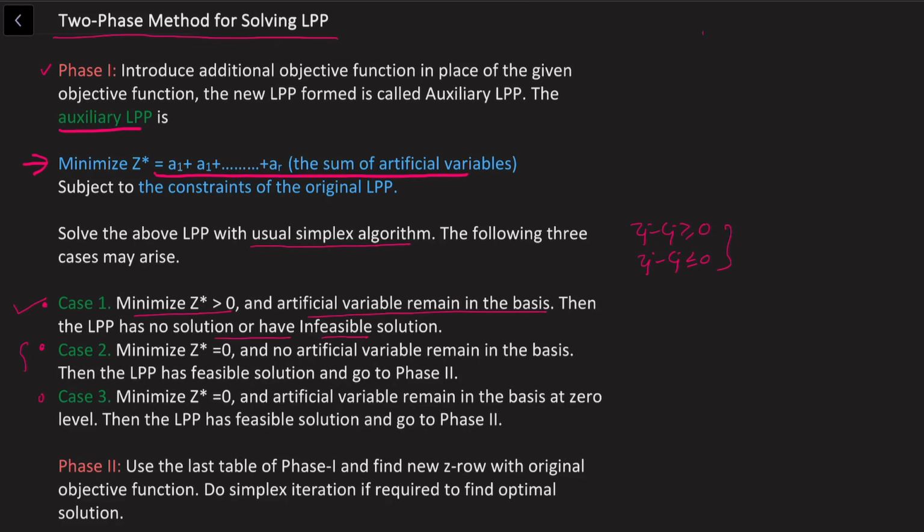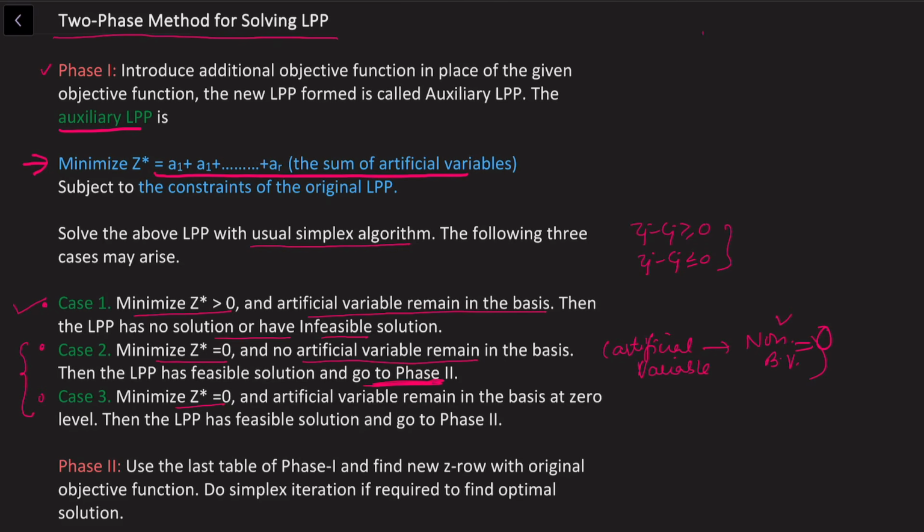Now in this video I want to cover examples for cases 2 and 3. In cases 2 and 3 the Z star value is 0. The first possibility is that no artificial variable remains in the basis. That means the artificial variable is acting as a non-basic variable, so it is out of the system and not appearing in the table. And we know that a non-basic variable always takes the value 0. So we have to move to Phase 2.